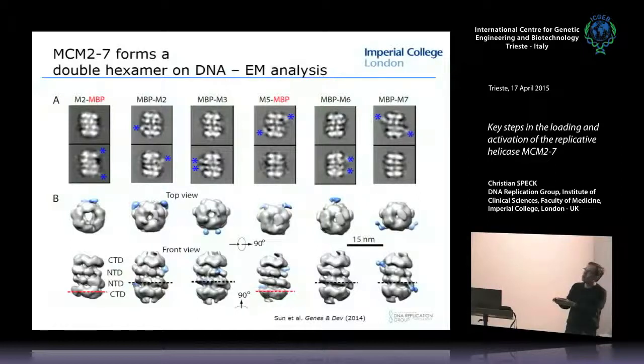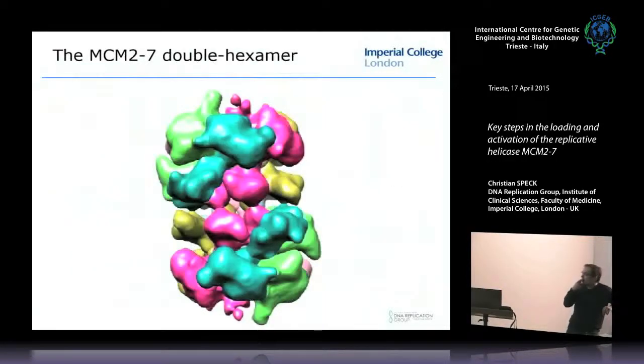So this is MBP on the N-terminals of MCM2 or on the C-terminals of MCM2. You can see it in the 2D averages or in the 3D map, or for the other MCMs. So that was really, really neat. And with that, we could assign the different subunits to this double hexamer map.